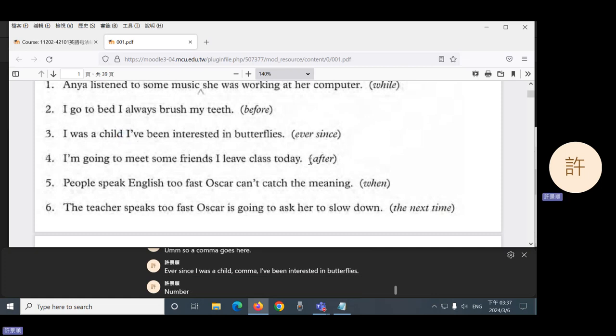Number four, after. Where do we put the after? In the middle, here. So this sentence goes, I'm going to meet some friends after I leave class today. Is there anything else we need to change? No, this order is correct. No need to add a comma. Next one, when. Where do we put the when?